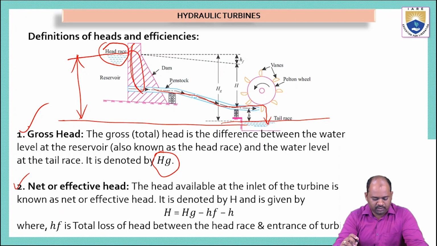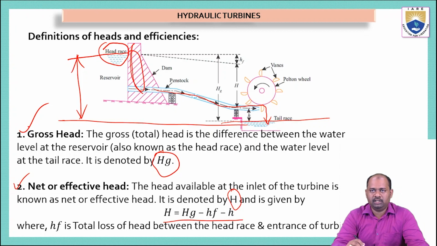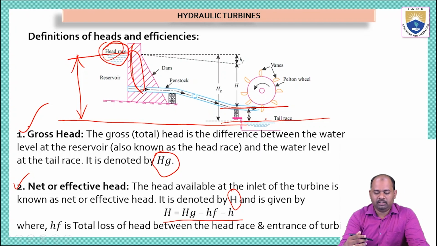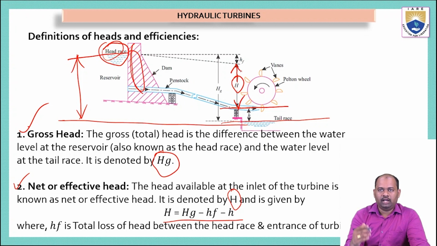The head available at the inlet of the turbine is known as net or effective head. It is denoted by capital H and is given by this formula. Now we'll see what is capital H. Capital H is nothing but the height between the head race and the level of water touching the turbine. That means at this line. When the water is touching the turbine, it will be at a lower level when compared to head race. So this height is called H. It is denoted here, this height.